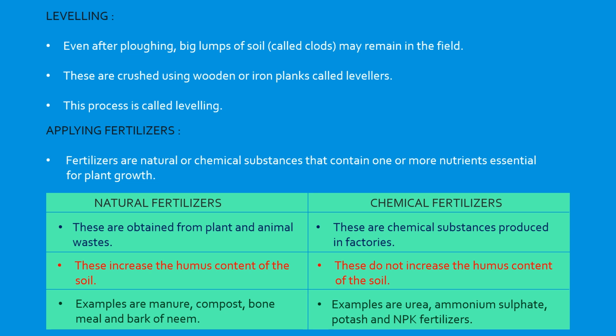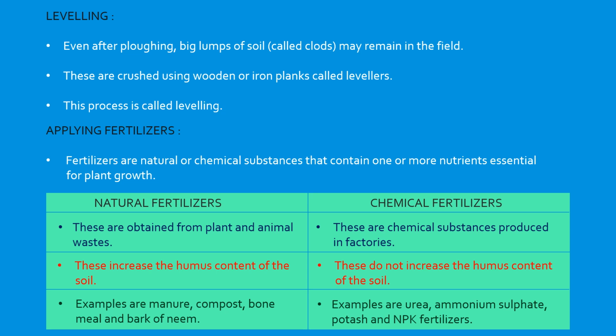Leveling, the second process. Even after ploughing, we have big lumps of soil called clods which may remain in the field. Okay, after ploughing also there are big lumps of soil. So these big lumps which are left over are crushed using wooden or iron planks called levelers. These big lumps of soil which are known as clods are crushed with levelers. This process is known as leveling.